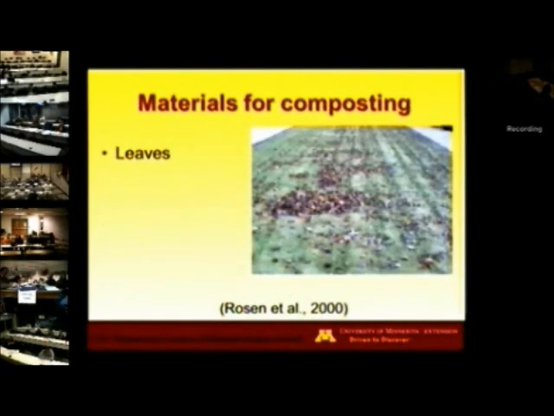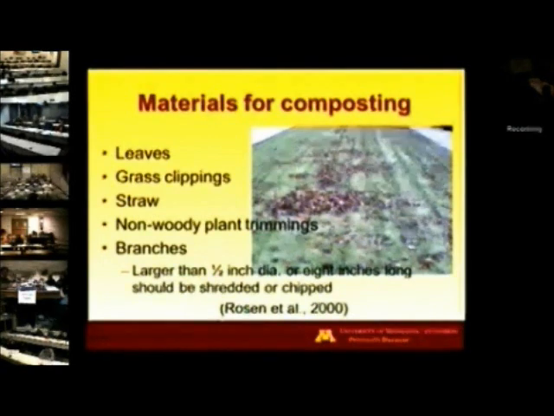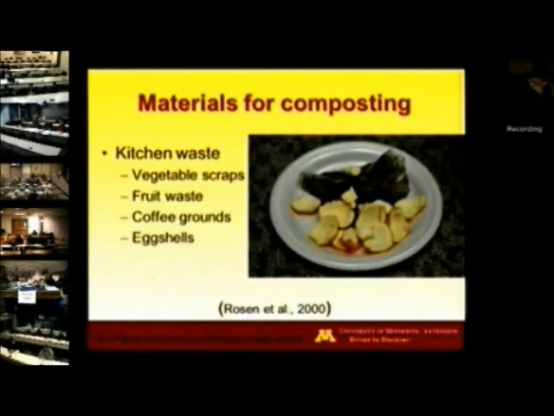So materials that can be used for composting, again, leaves work, grass clippings can also work. Again, I would recommend that they stay on the lawn. You can use straw, non-woody plant trimmings. Again, if they're not small enough, I would recommend shredding those. Branches are recommended, but anything larger than a 1/2 inch in diameter or 8 inches long should be shredded or chipped. Again, we want to maximize that surface area so those microbes can start the decomposition process. Kitchen waste. So in this photo you can see we have some coffee grounds, a coffee filter, as well as some orange peels. All of these could be used in the compost pile, even eggshells.